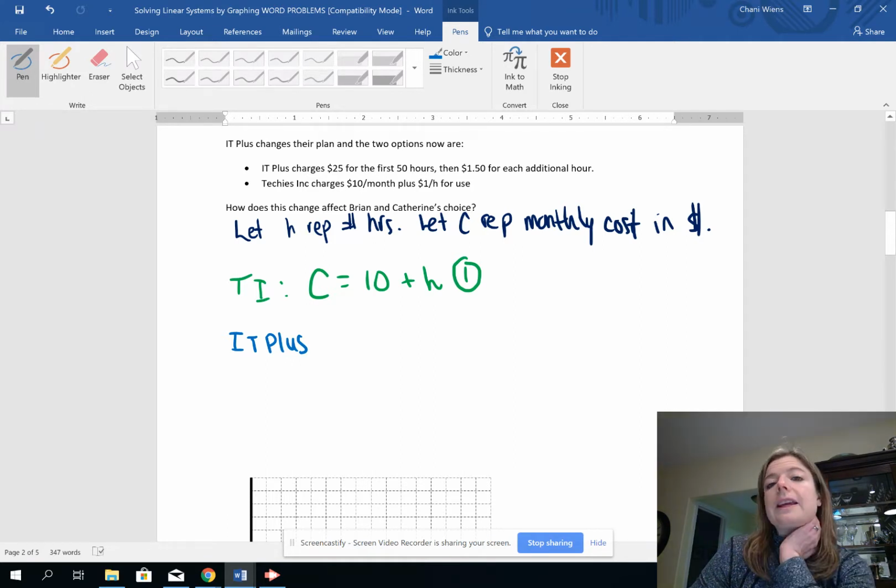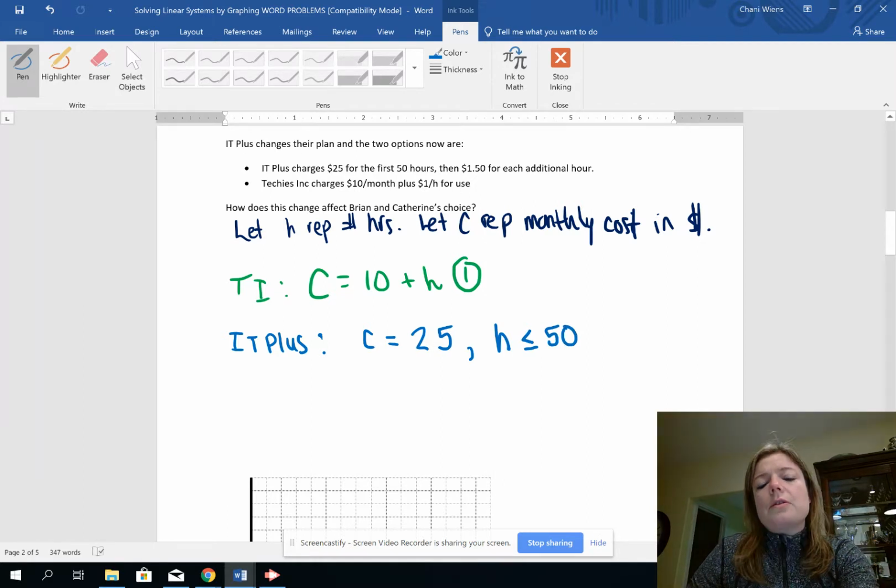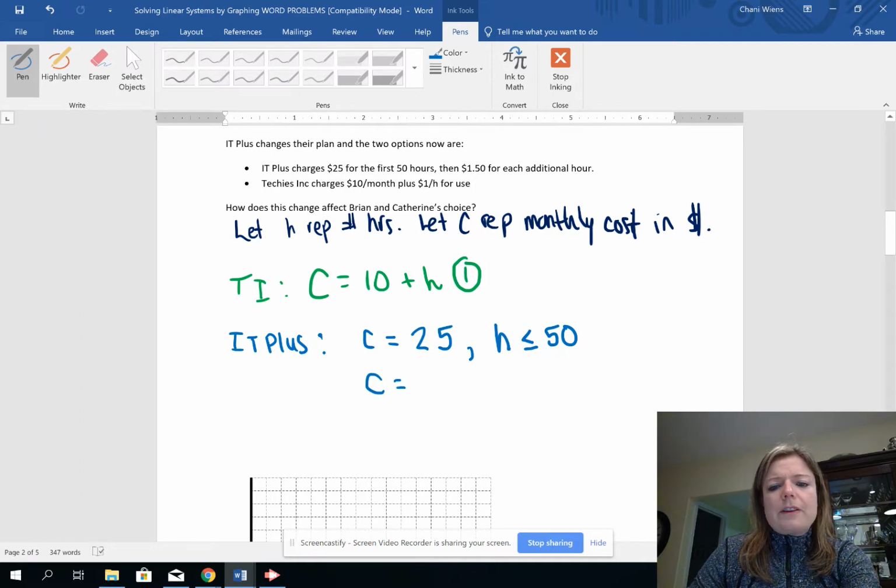So when you have a situation like this, you actually have to represent this equation with two equations. It's called a piecewise function. So for IT Plus, their cost is $25, comma, for all H less than or equal to 50. So if H is less than or equal to 50, you still have that straight horizontal line at 25. However, if we're more than 50 hours, then they charge the $25 plus $1.50.